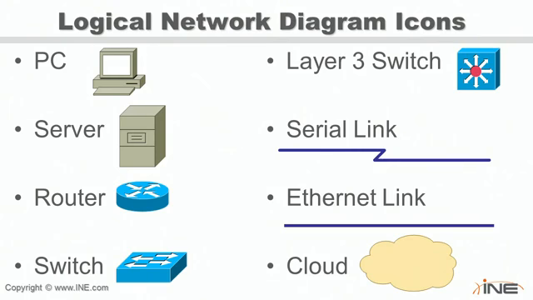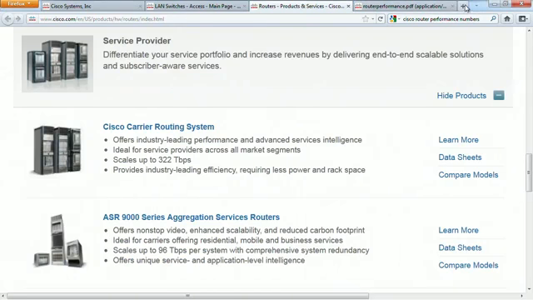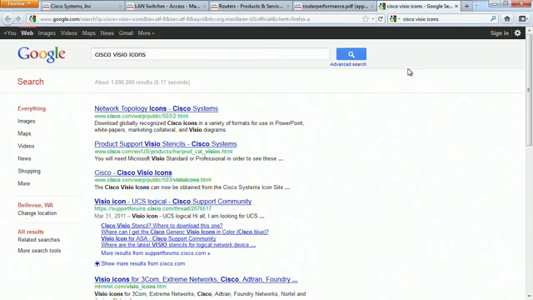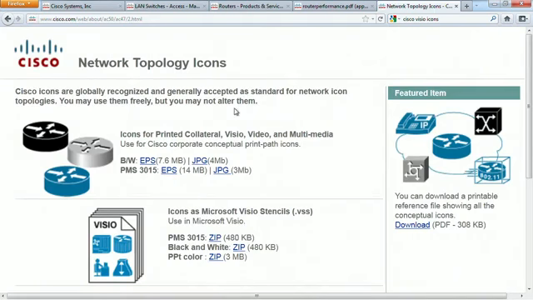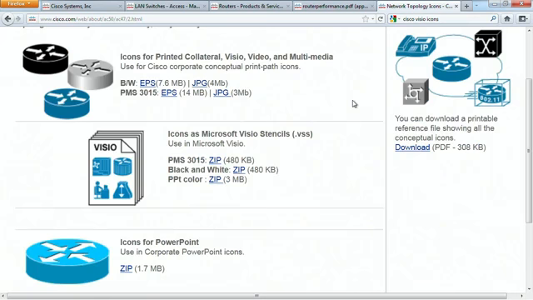So we'll see as we build different topologies and go through different examples, this is generally what the icons are going to mean. Now, if you want to use these for any diagrams or examples of your own, search for the Cisco Visio icons. There's a portion of their website, the network topology icons, where they publish these. And you'll see that there are different ones for basically all of the different types of devices that they make.